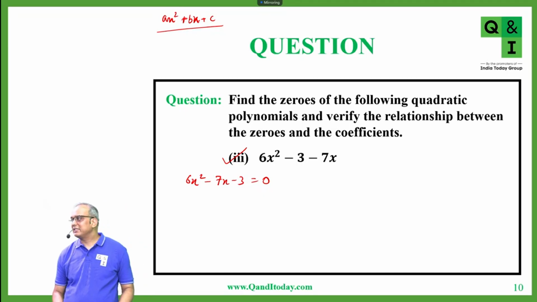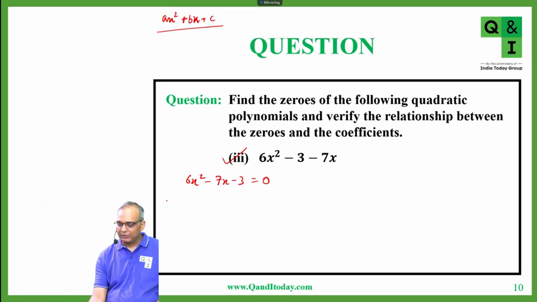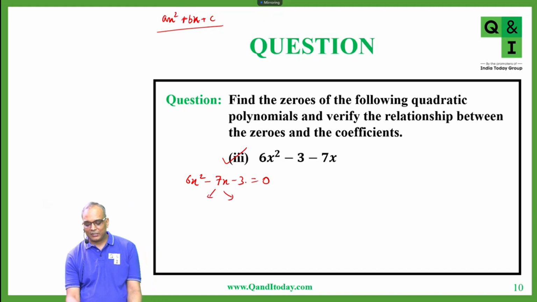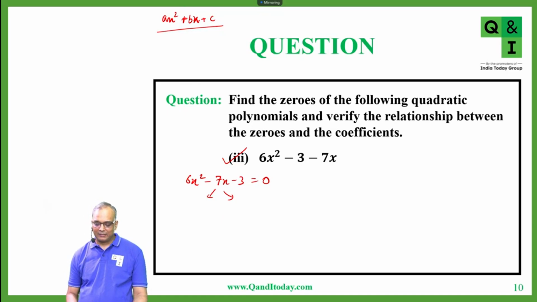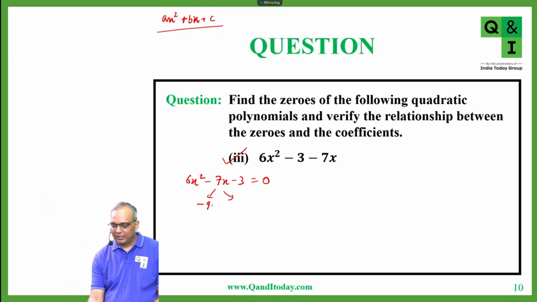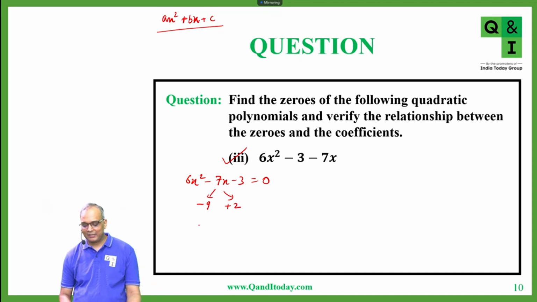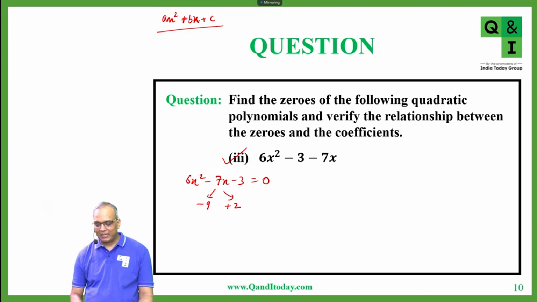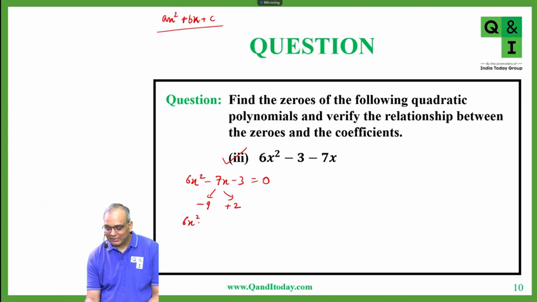Yes, Raghavi, the zeros are correct. Verify it now. So we know that we have to split minus 7 into two parts, so that the product of the two parts is 6 into minus 3, which is minus 18. So if we split it into minus 9 and plus 2, minus 9 plus 2 will be minus 7, and the product minus 9 into plus 2 will give you minus 18. So we have 6x square minus 9x plus 2x minus 3 is 0.